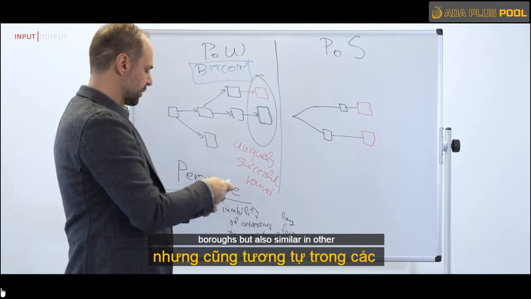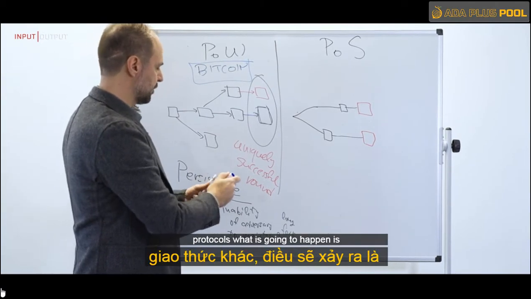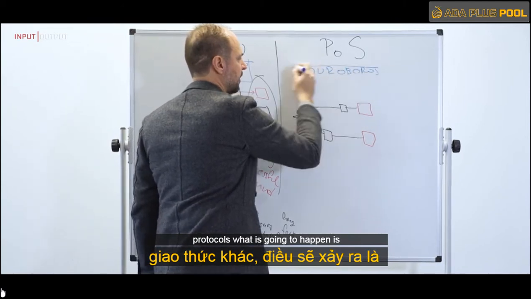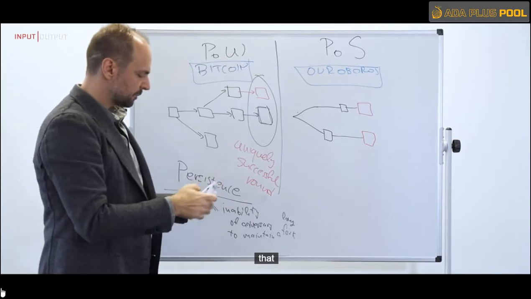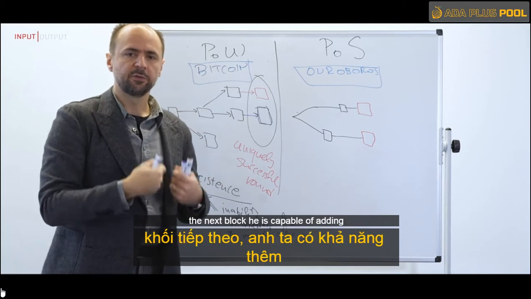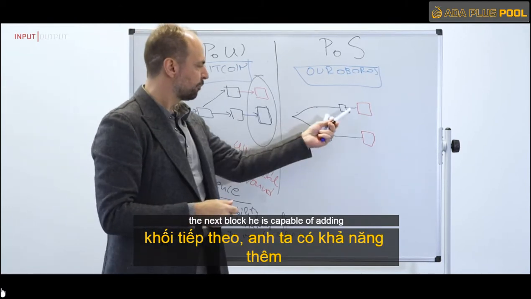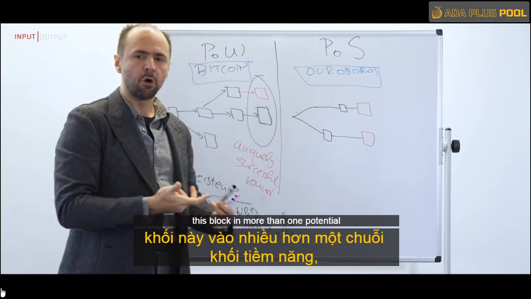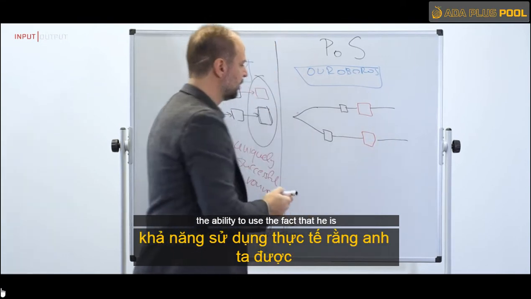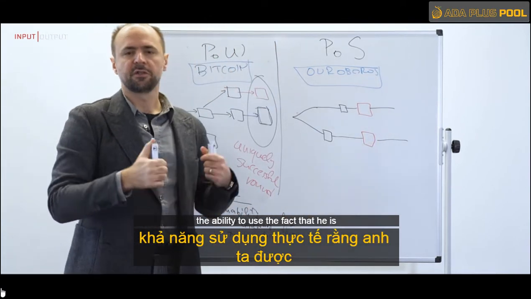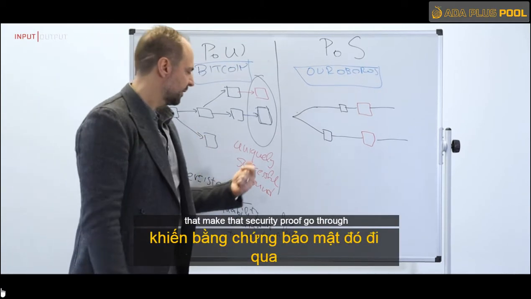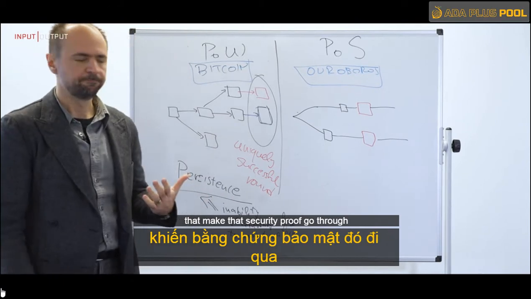In the case of Ouroboros, but also similar in other protocols, what is going to happen is that the adversary, by being elected to issue the next block, is capable of adding this block in more than one potential blockchain. So he gets the ability to use the fact that he is elected more than once. And this spoils the counting argument that makes that security proof go through.